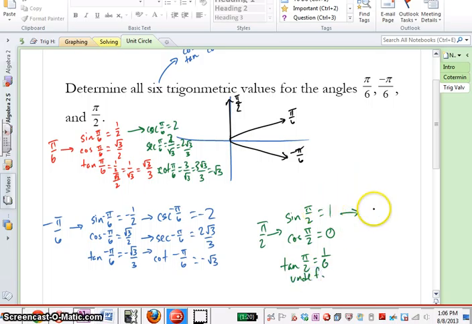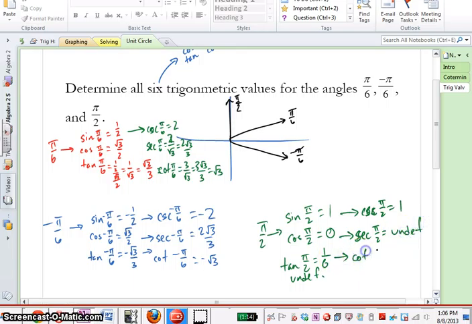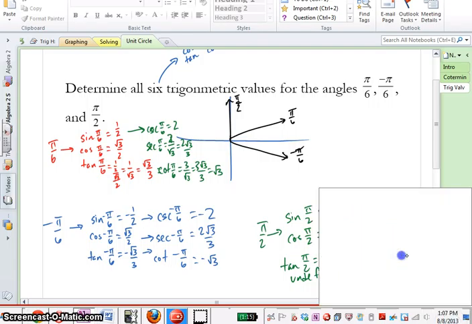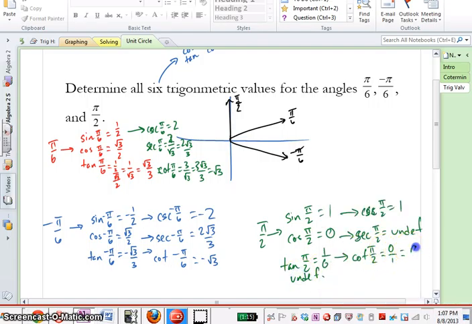Once we know that sine of pi over 2 is 1, then we know that cosecant of pi over 2 is 1 divided by 1, or 1. Secant of pi over 2 is 1 divided by 0, again, undefined. And cotangent of pi over 2 isn't 1 over undefined. Here it's going to be helpful to think about this as being cosine divided by sine, 0 over 1, or 0. And there we have one way to go through trig values for known special angles.